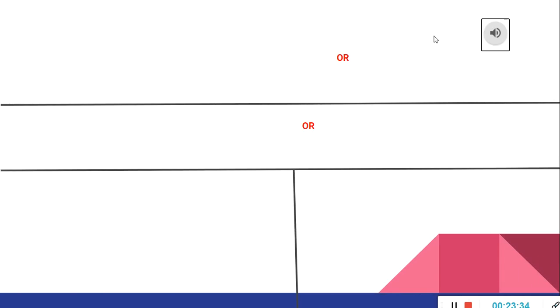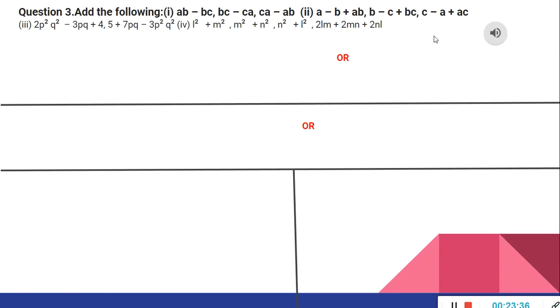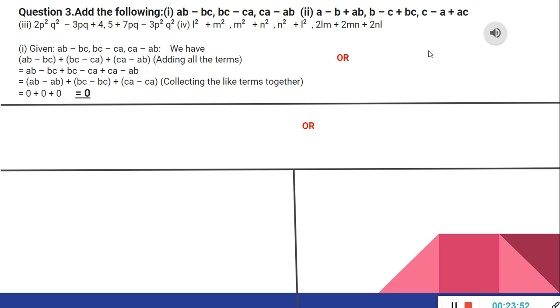Now question number 3. Add the following. In addition or subtraction we can do it in 2 methods, that is horizontal method or direct method, and column method. In the horizontal method, first we have to put the like terms together and see the coefficients of the variables, then add or subtract the numbers. So let's see the first question. AB minus BC, BC minus CA, CA minus AB.